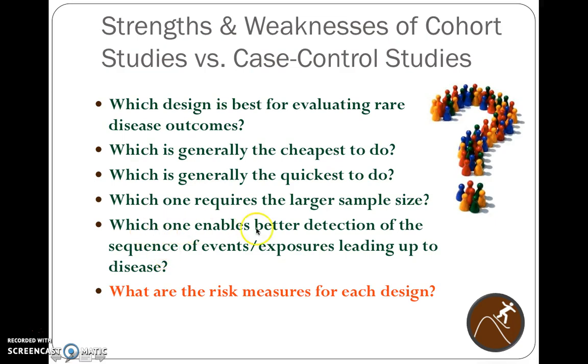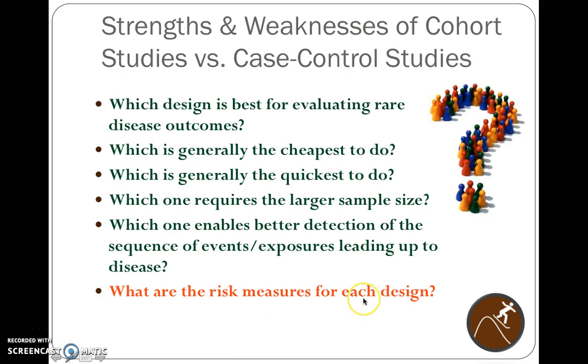Which one does a better job detecting the sequence of events leading up to a disease? So case control or cohort's going to do that. Which one? So case control, we only know that they had the disease and that they had maybe an exposure of interest, or didn't have the exposure of interest and had the disease. Whereas the cohort study, we actually know the timing. We know that they were healthy and susceptible, then we measure their exposure, and then we know whether or not they got the disease or not.